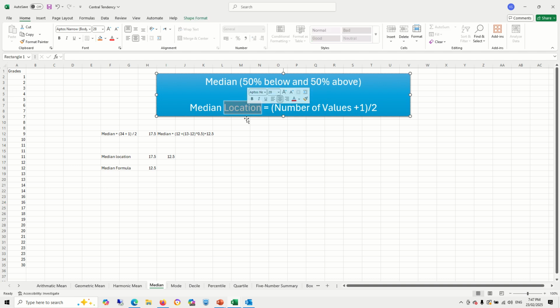The location of the median is found by applying this rule: the number of values plus 1, divided by 2. It will directly give you the location of the median. So let us have a look at these grades.